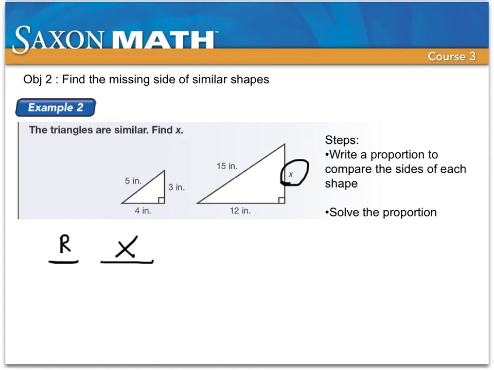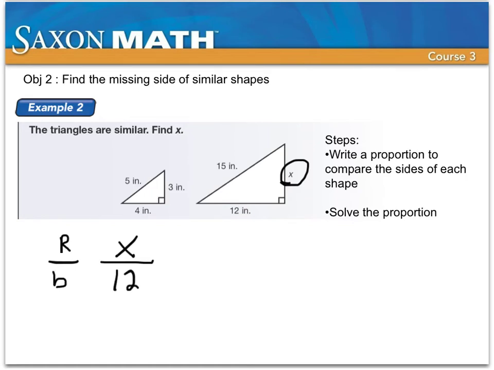Then I can pick either one of the other two numbers. It doesn't matter, since I know all the numbers over here. The only thing I want to make sure of is that if I pick 12, it's got a number that matches up with it on the other triangle. Well, 12 matches up with 4, so that's good. I could pick 15 because it matches up with 5. It does not matter. So let's go ahead and pick 12.